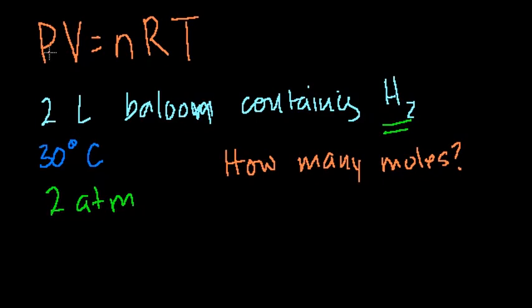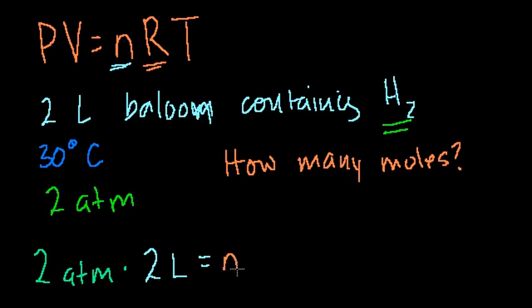So let's apply our ideal gas equation. Since we're dealing with liters and atmospheres, we have to make sure we use the right proportionality constant. So let me write down all of the units. We have 2 atmospheres times our volume, 2 liters, is equal to N. N is the number of particles we care about, and we care about it in moles, but let's just write N there for now, times R. I'll get to R in a second.